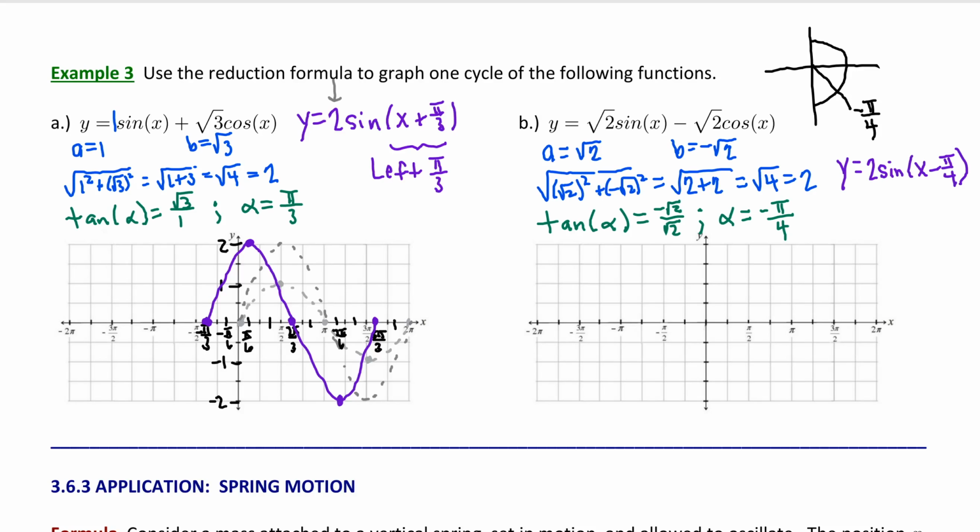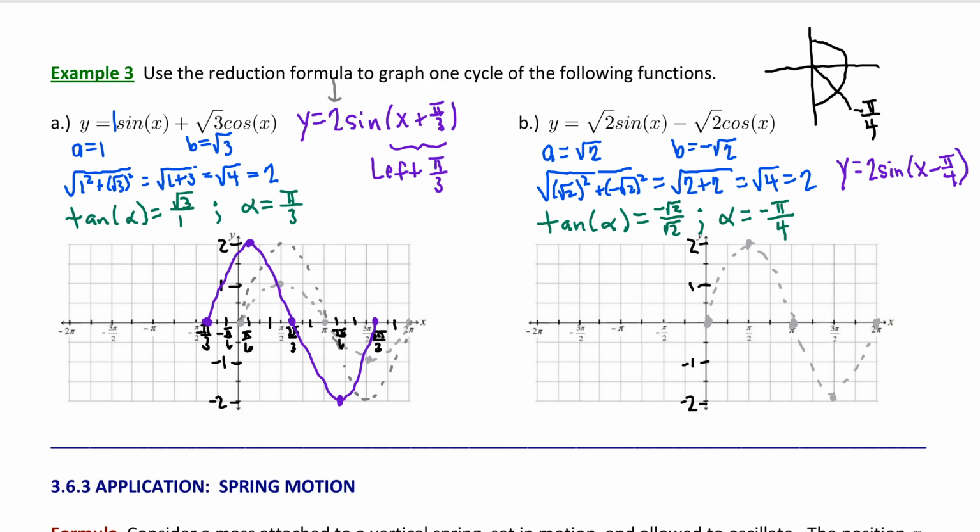over 4. To graph this one, we can take the original sine wave, stretch the amplitude up to 2, and then move it to the right by pi over 4 units. So I'm going to visualize the original sine wave, this time with an amplitude of 2, and then we'll move that to the right by pi over 4 units.